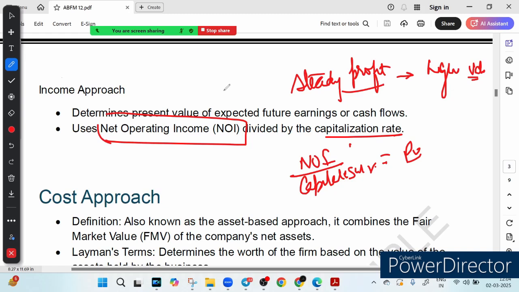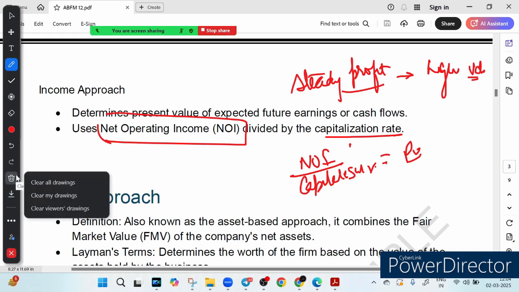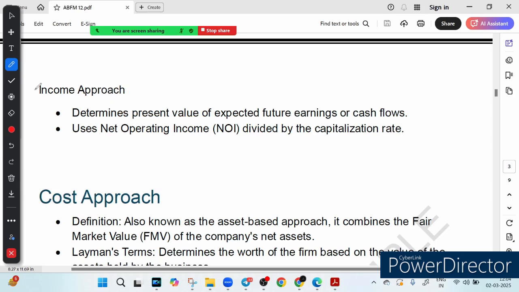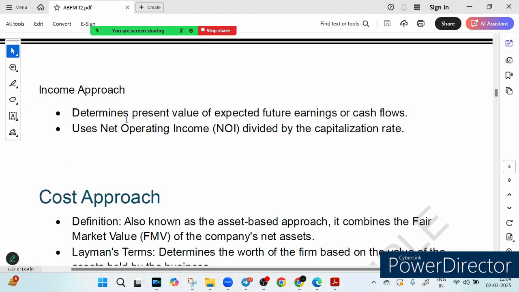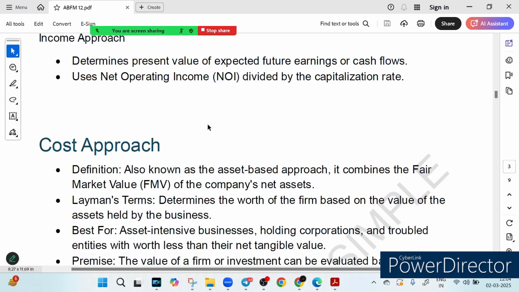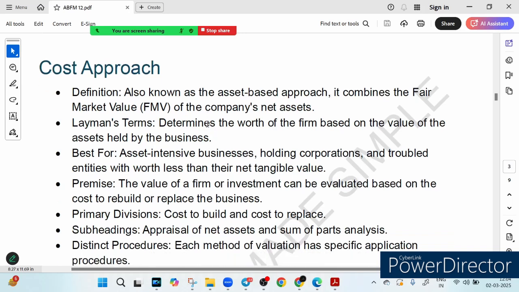Now let's talk about the cost approach. So I hope this is clear now, how to find this and how to apply the income approach. You can see NOI divided by capitalization rate. Let's talk about the cost approach.